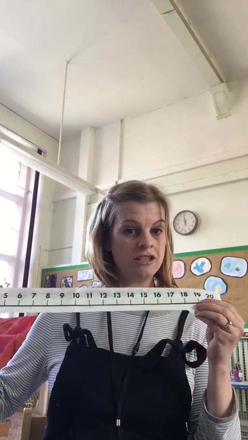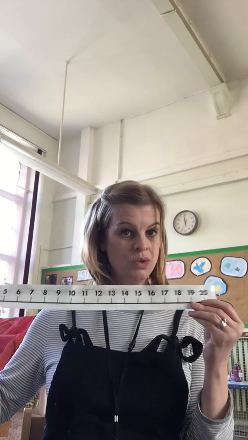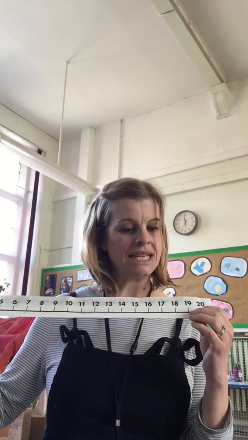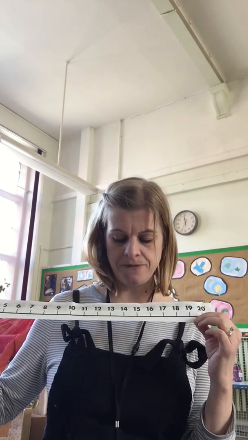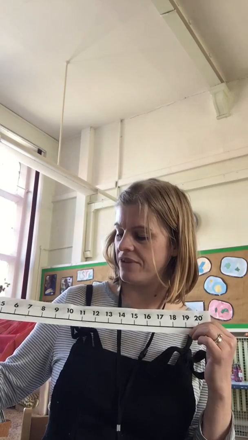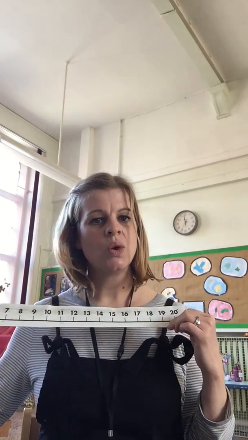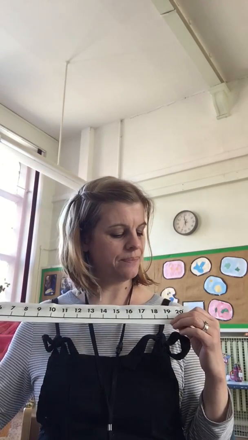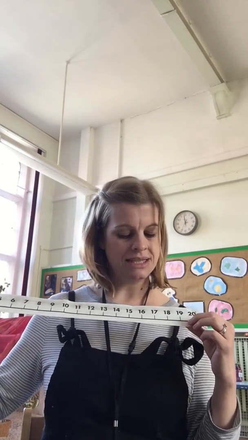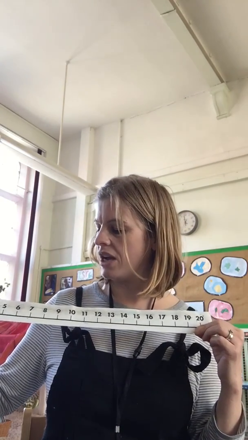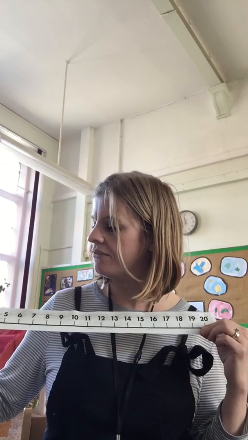Great. Let's do from 19. Let's start on 19. Counting back in twos, starting from 19. Ready? 19, 17, 15, 13, 11, 9, 7, 5, 3, 1. One last time. 19, 17, 15, 13, 11, 9, 7, 5, 3, 1.